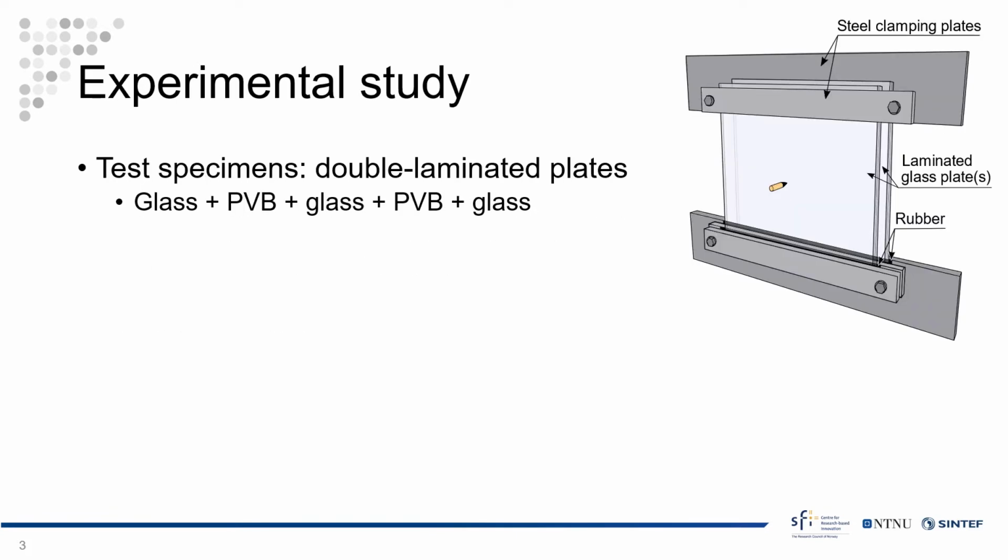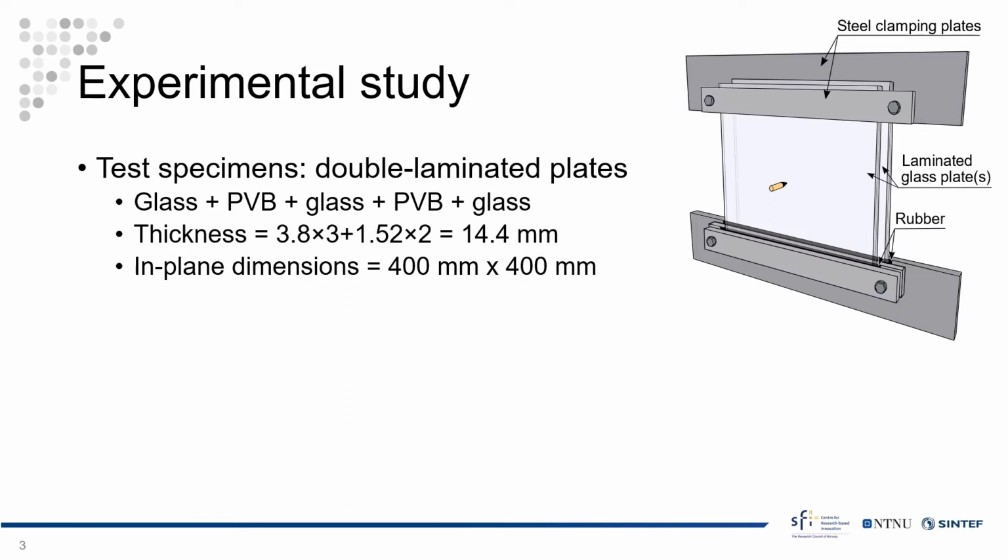The specimens that we tested were double laminated glass plates, and they consisted of 3 glass layers and 2 PVB layers. PVB is a polymer, and it's the most common polymer used in laminated glass. The thickness of the glass layers was 3.8 millimeters and the PVB layers 1.52 millimeters. This resulted in a laminate with a thickness of approximately 14.4 millimeters. The in-plane dimensions were 400 times 400 millimeters.